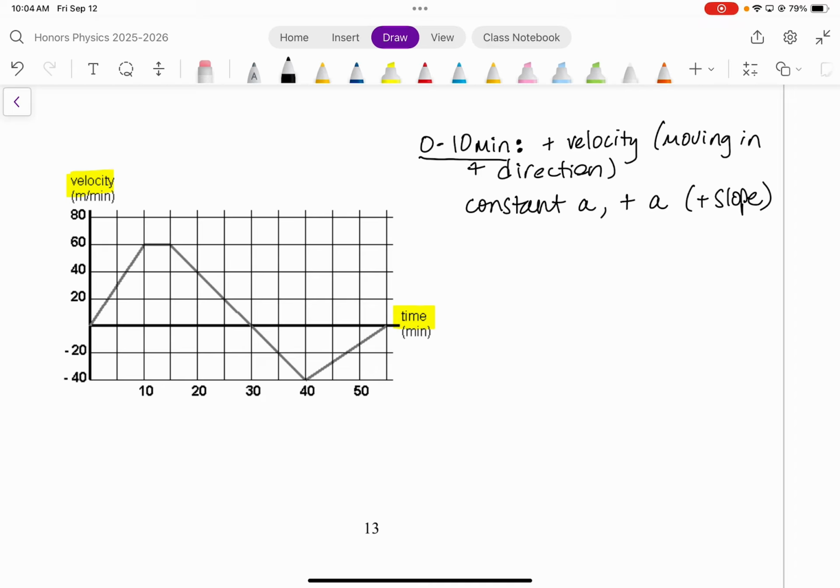So, what is the acceleration from 0 to 10? Calculate the slope. We can calculate the slope. It's not that hard. Yeah, we are. Okay. It's not that hard. A pencil, because mine ran out of lead. That's why.